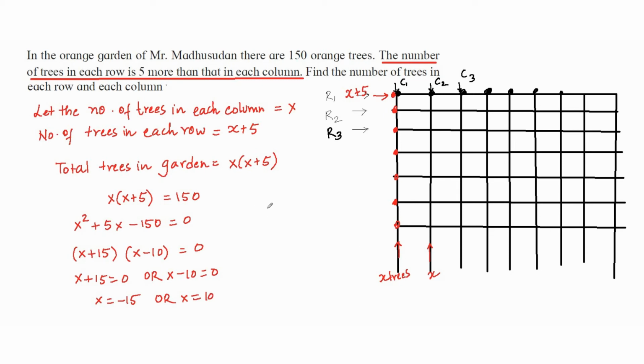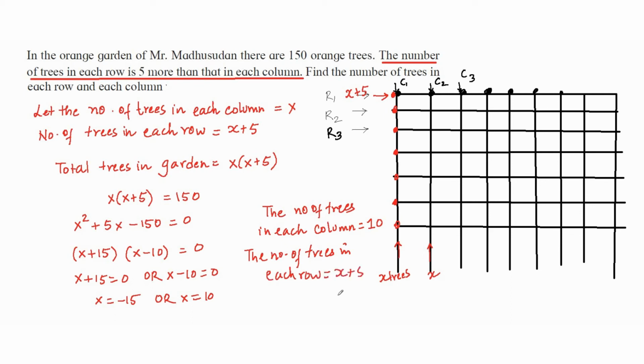Therefore the number of trees in each column is x, which is basically 10, and the number of trees in each row is x plus 5, which is 10 plus 5, that's 15. So there are 10 trees in each column and 15 trees in each row. That is what makes up 150 trees. 15 into 10 is 150.